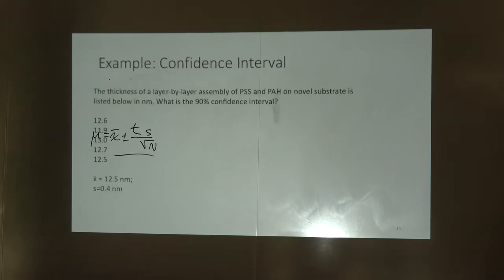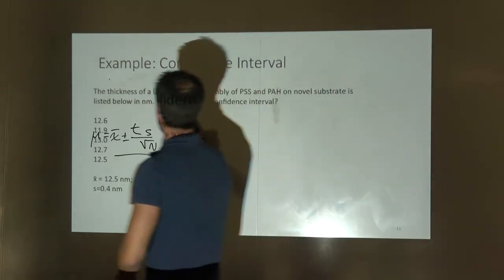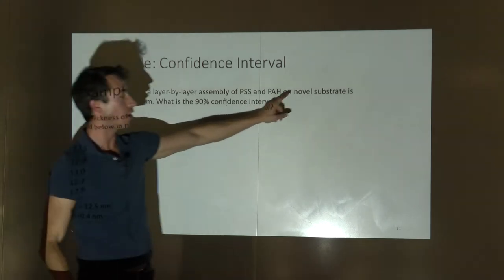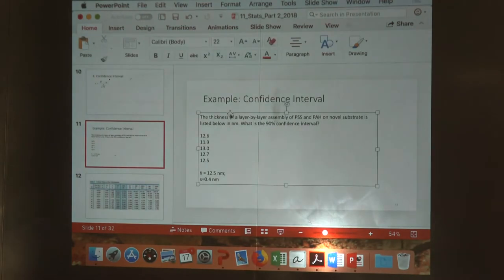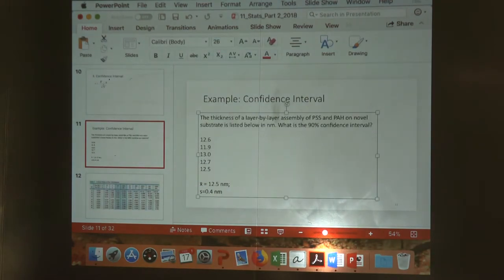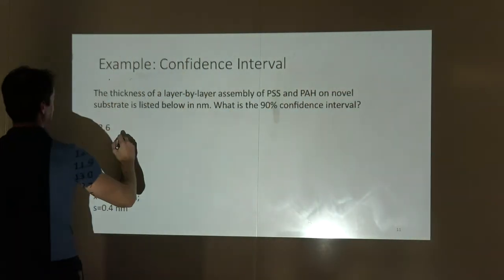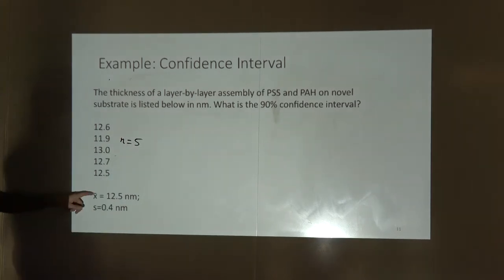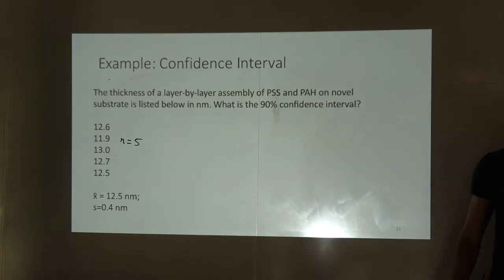So what if I said, you did maybe some layer by layer assembly of polystyrene sulfonate and polyalanine, and you put this on your novel substrate, and you found the values below. I have a feeling this is not projecting very well, so I'm going to make this bigger. Is that coming across okay? Okay. So you got these values, so an N of 5, and I went ahead and calculated the mean and the standard deviation. So your supervisor then says, what is the 90% confidence interval of this?